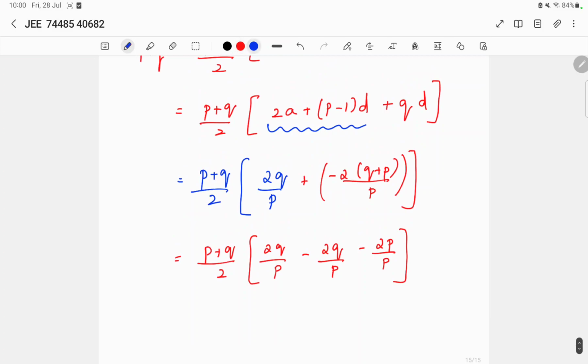Now from here, this 2Q by P minus 2Q by P will get cancelled. Now we have just P plus Q by 2 into minus 2P by P. From here itself, P and P will get cancelled, just minus 2 will be there. Then this 2 and 2 will get cancelled, so I will get minus of P plus Q. So this will be the final answer.